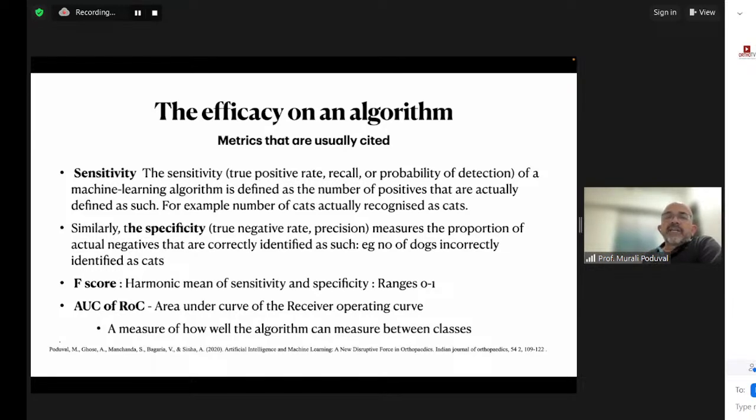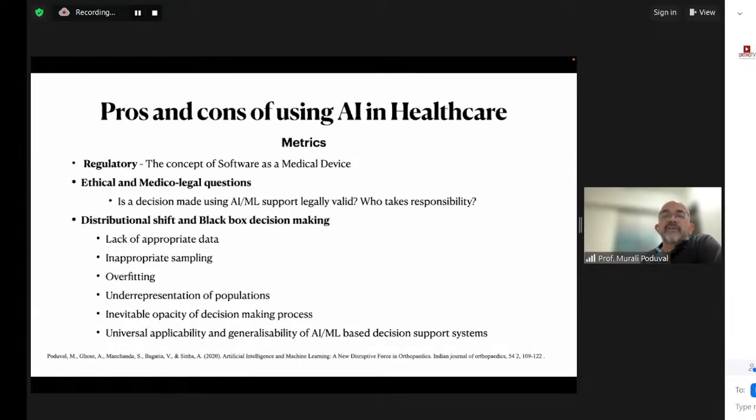Now, some terms that are used when you read papers on AI and ML, which you are reading more and more nowadays, are sensitivity, which is the true positive rate, specificity, which is the true negative rate, the S-score, which is the harmonic mean of sensitivity and specificity, usually ranging 0 to 1, and the area under curve of the receiver operating curve, which is a measure of how well the algorithm can discriminate between classes. It's a bit too much to describe each of these, but I'm mentioning this because you will definitely come across these terms in the various papers on AI and ML that you read.